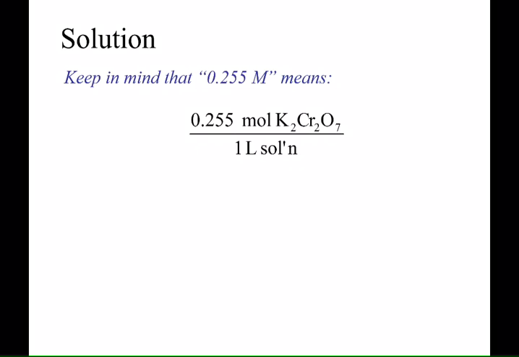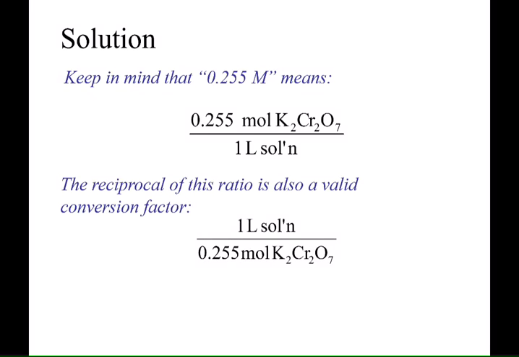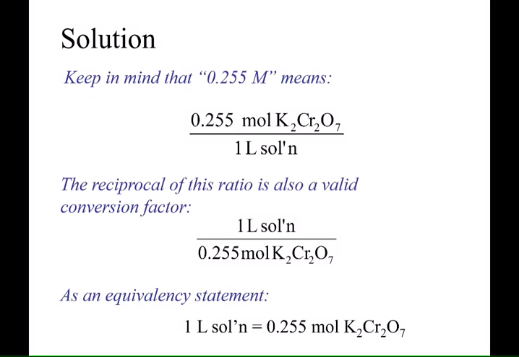So you should never work a problem and leave the big M packed up. You should always unpack it. What does big M mean? It means moles of solute, in this case K2Cr2O7, per 1 liter of solution. We could also flip it over if we need to. In 1 liter of solution, it will contain 0.255 moles of K2Cr2O7. We can also write it flat like this.